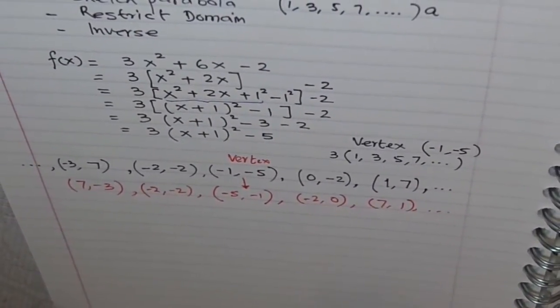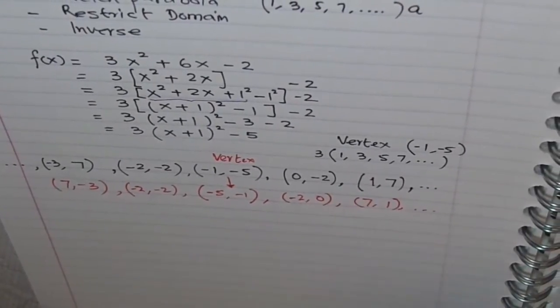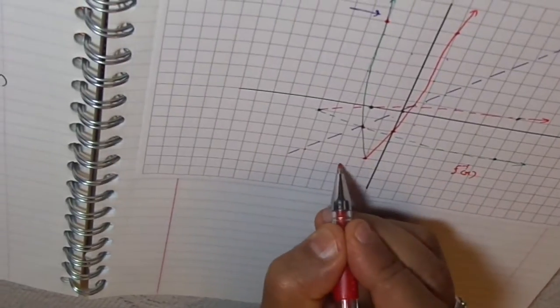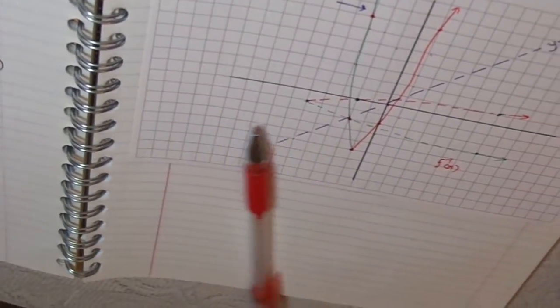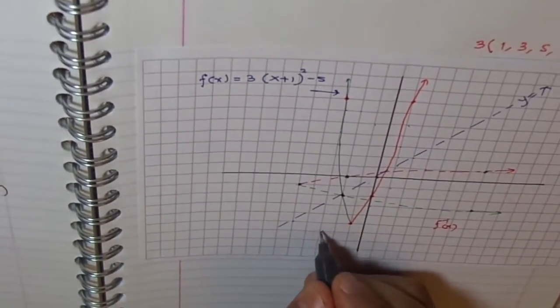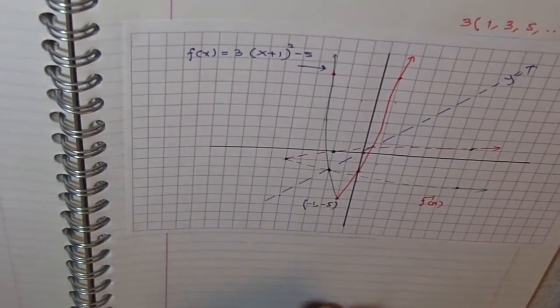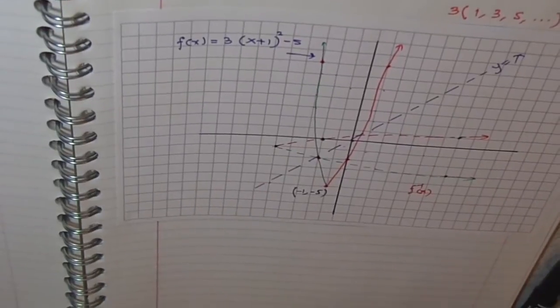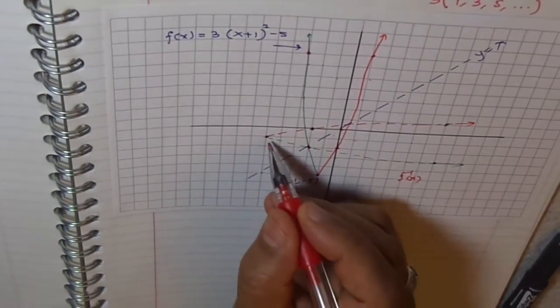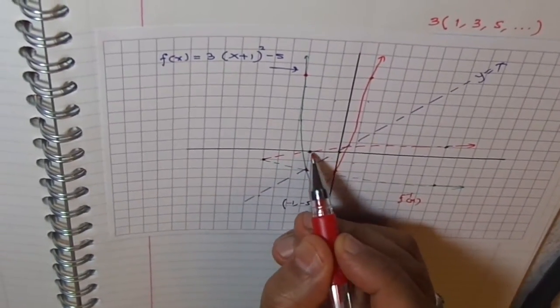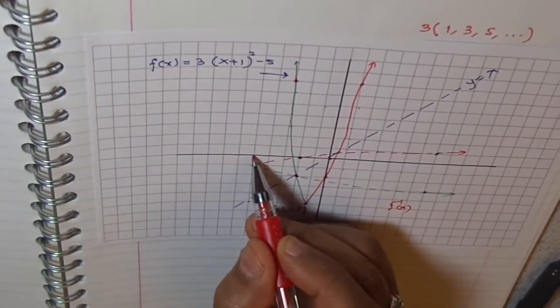Okay, we just checked the vertexes. Here, the vertex is -1, -5. So let me write that in black. -1, -5. And we see that the vertex gets reflected, and this point is 1, 2, 3, 4, -5, -1.